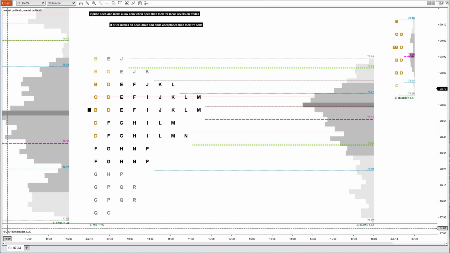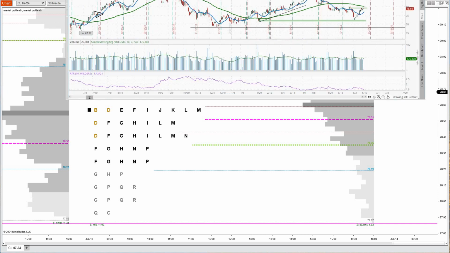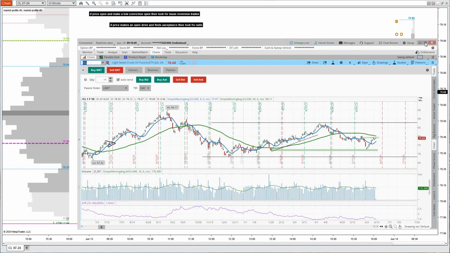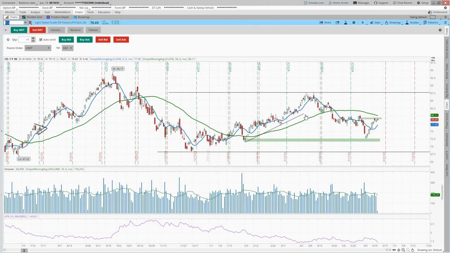Right now I'm watching crude oil on my daily chart. Let's pull that up. All right, so on my daily chart of crude, we're in stage one, testing the mini supply level.